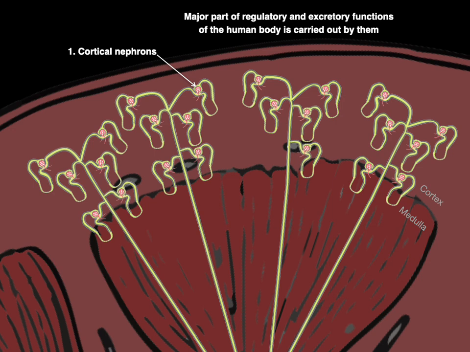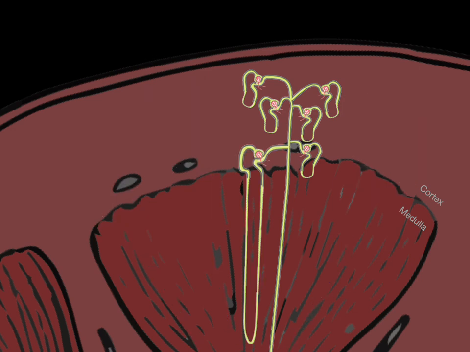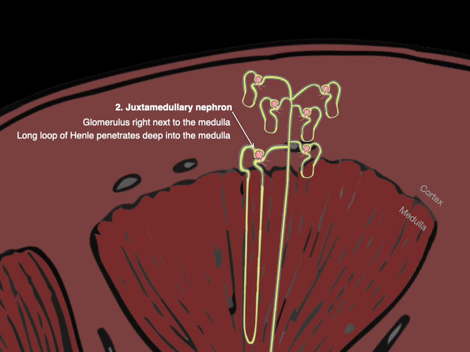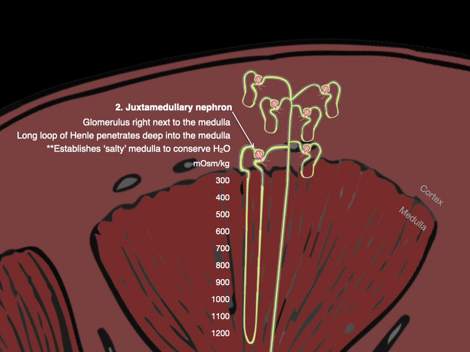These cortical nephrons carry out the major part of the regulatory and excretory functions of the human body. Now there's this other type right there. It's called the juxtamedullary nephron. The glomeruli are right next to the medulla, juxta, next to the medulla. And they have these really long loops of Henle that penetrate deep into the medulla. And this is what establishes the salty medulla that helps us to conserve water in the human body.